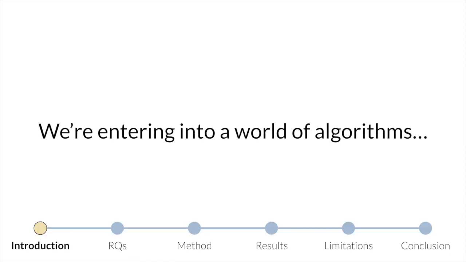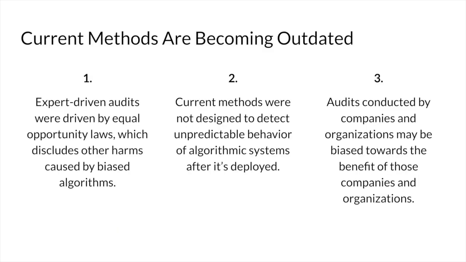As we all know, we're entering into a world permeated with all sorts of algorithms, especially AI-powered ones. But current methods used to audit such algorithms are being outpaced by the development of these algorithms. Current expert-led scientific audits were designed around equal opportunity laws, which excludes other types of harms that can be caused by biased algorithms, such as censoring or harmfully portraying marginalized groups and images.